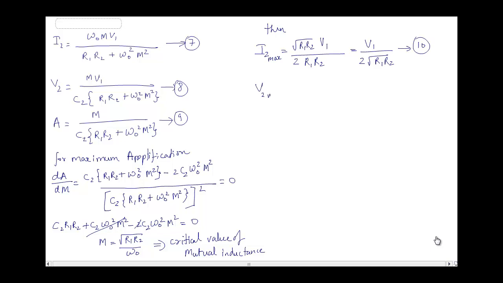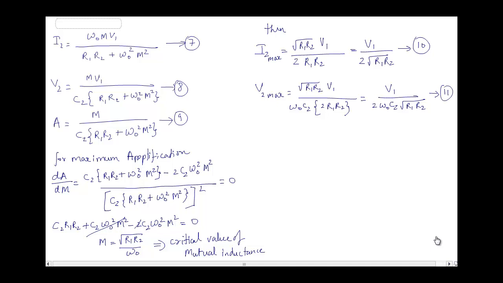Similarly, V2 max will be by substituting the critical value of M here. If I substitute, omega naught will not cancel off this time. I will get under root of R1 R2 V1 divided by omega naught C2, and within the bracket we will have 2 times R1 R2. Which will give me the equation V1 divided by 2 times omega naught C2 under root of R1 R2. This is going to be my equation number 11.